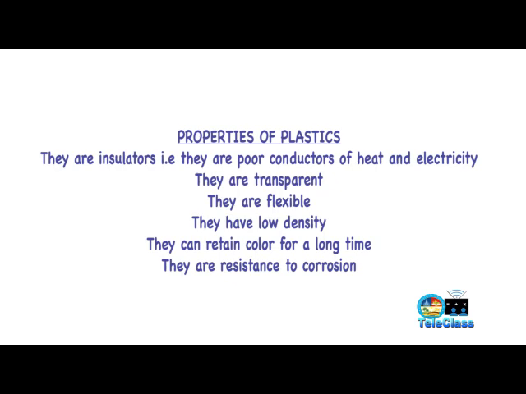Color. They can easily retain color for a very long time. That is what makes plastic attractive, like you can see in the wares we showed before. They are of different colors. You have red, you have blue, you have pink. Then, they are resistant to corrosion. Remember when we talked about iron? We said iron can easily corrode. But plastics are resistant to corrosion. This is why they can be used for underground pipes for our water and storage tanks. We use them for our chairs and tables because of their resistance.